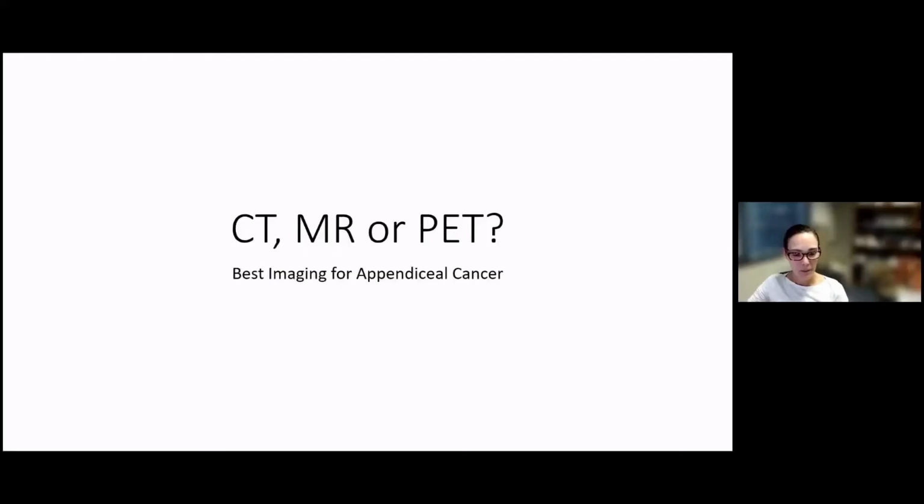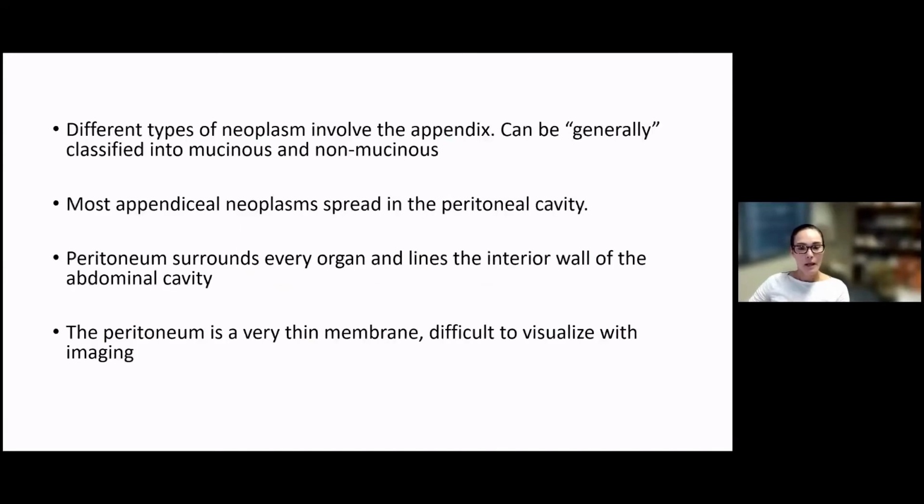All right. Hi, good morning, everyone. Welcome. I was asked to discuss the best imaging modalities for appendiceal cancer, being CT, MR, or PET. So let's go through it quickly. We have to remember that there are different types of neoplasm that involve the appendix, and we generally classify them into mucinous and non-mucinous tumors for our diagnosis and for the workup.